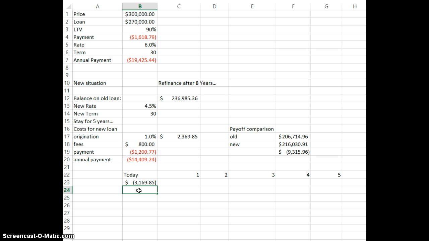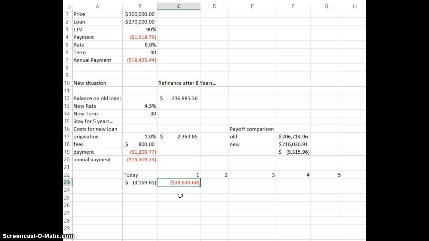So we've got a negative $3,169. This is what it's going to cost us to get into this new loan today. Okay. And then what are we saving every year? We can get that number from our annual payment from the old loan. And we're going to subtract out, or actually in this case, add in the negative from the annual payment.